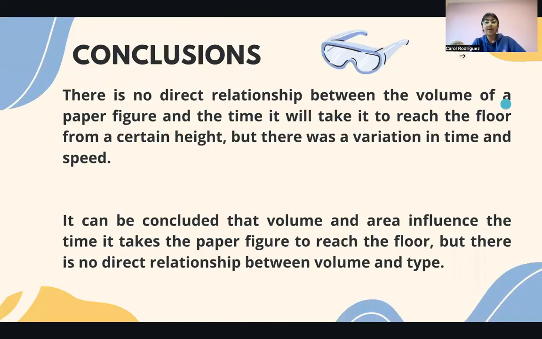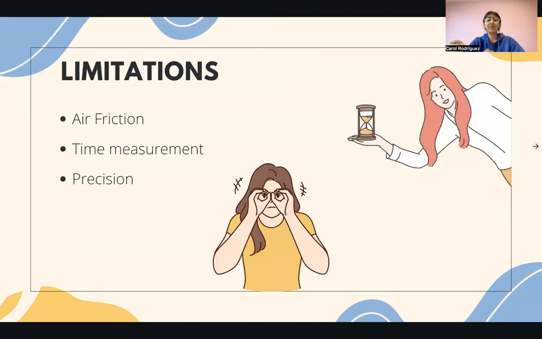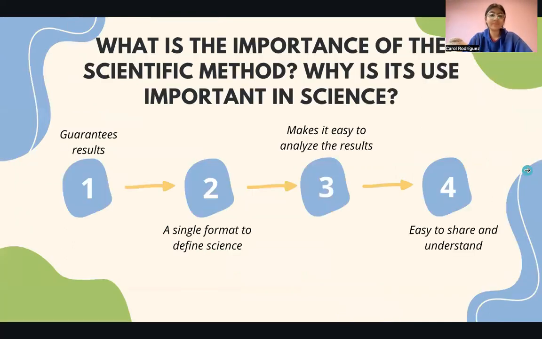So, the conclusions: there is no direct relationship between the volume of a paper figure and the time it takes to reach the floor from a certain height, but there was a variation in time and speed. It can be concluded that volume and area influence the time it takes the paper figure to reach the floor, but there is no direct relationship between volume and time. The limitations of this project were air friction and time measurement precision, since I couldn't measure milliseconds, which I think would have given better results.